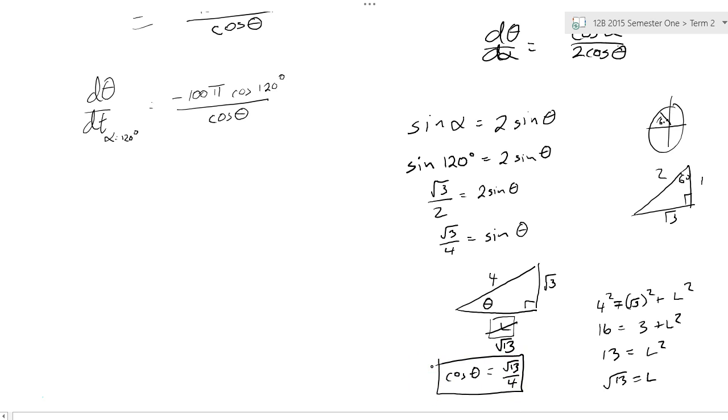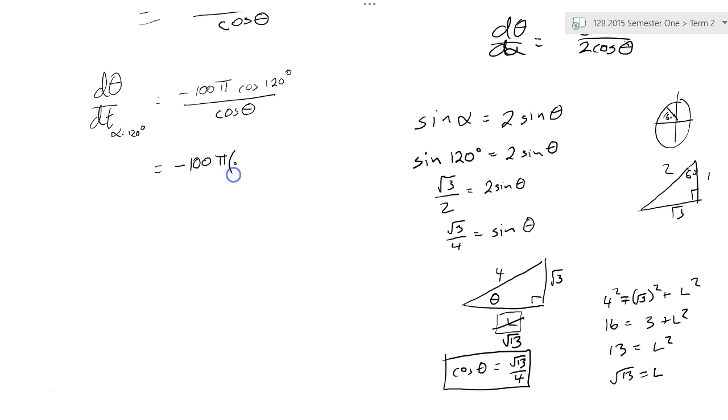And I can now substitute that up into this d theta dt calculation, and we'll actually get the answer. So I've got negative 100 pi cosine of 120, which is the same as negative cosine 60, so that's negative 1/2, divided by root 13 over 4. Negative 1/2 by negative 100 becomes 50 pi, divided by root 13 on 4 is multiplied by 4 on root 13. So I've got 200 pi divided by root 13, and that would be radians per second.